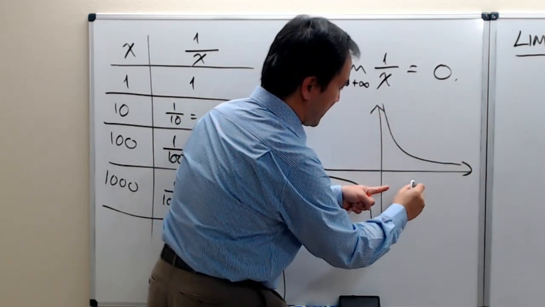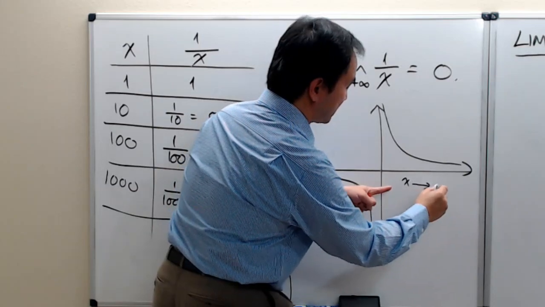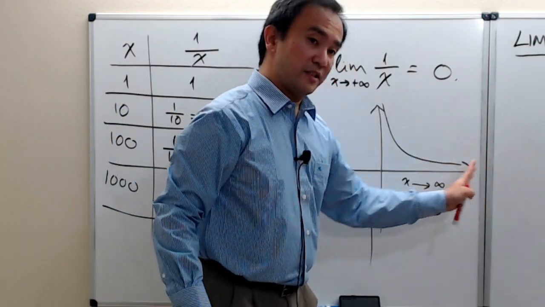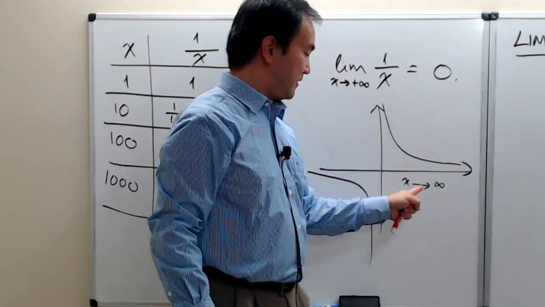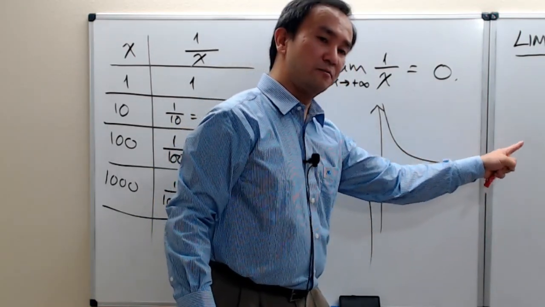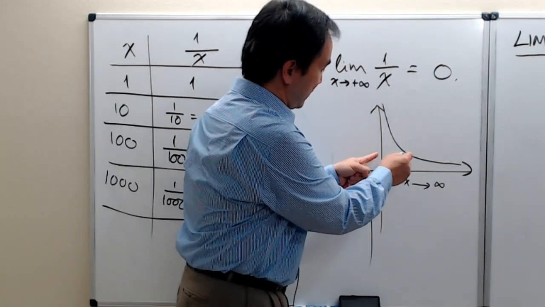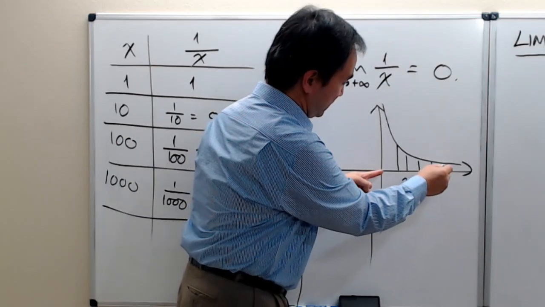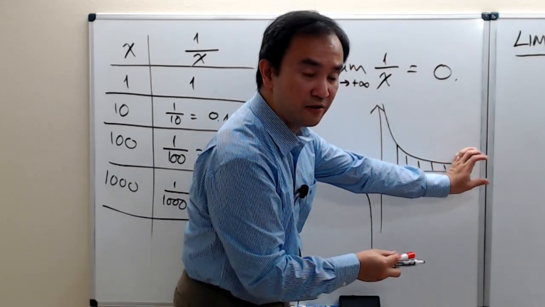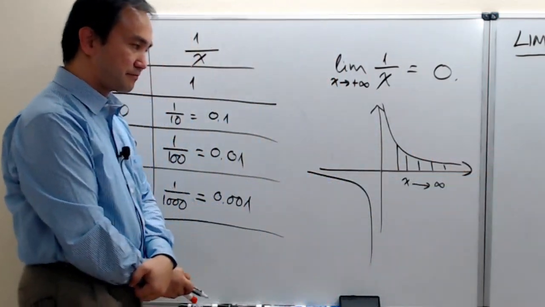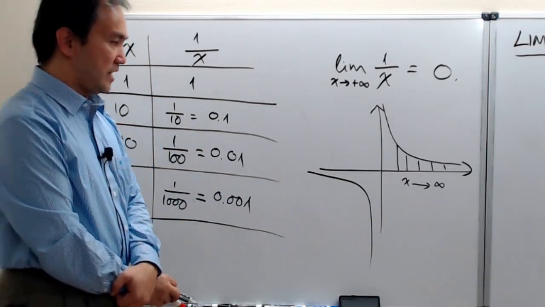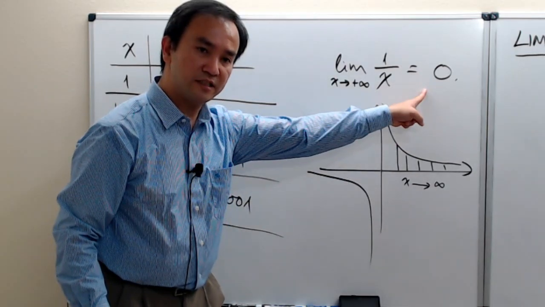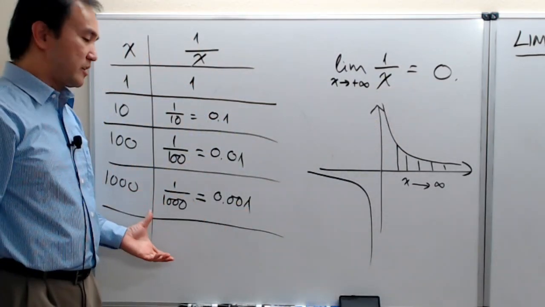So as x is getting further and further to the right end, heading to positive infinity, you see the function outputs getting lower, lower, lower, and lower, and eventually it shrinks down vertically to 0. And so once again, graphically, our result here is also agreeing with our answer that we estimated numerically.